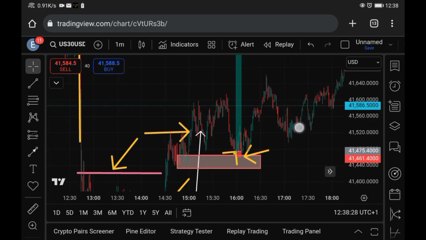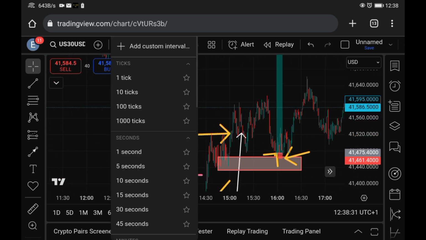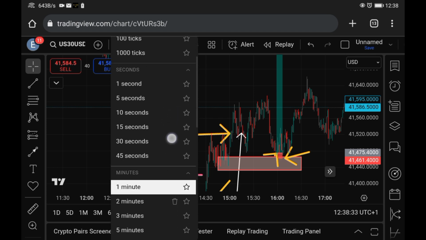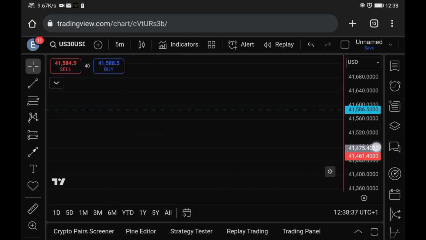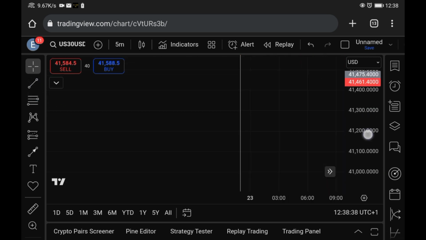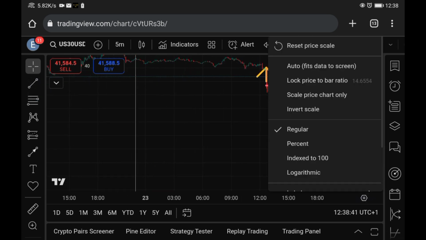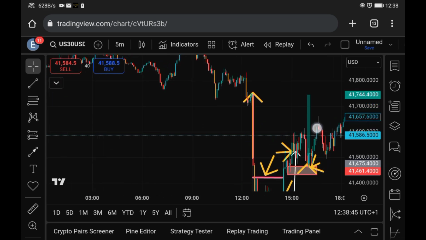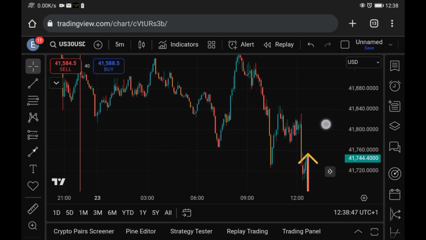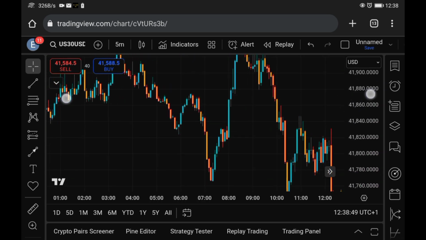So let us go back to our M5 and check if we can see our sell setup. Still using what? US30, and still using what? 5 minutes, and still using what? Our 1 minute to look for an entry. So now we are going to check for a sell scenario, if it is possible for us to have a sell scenario.